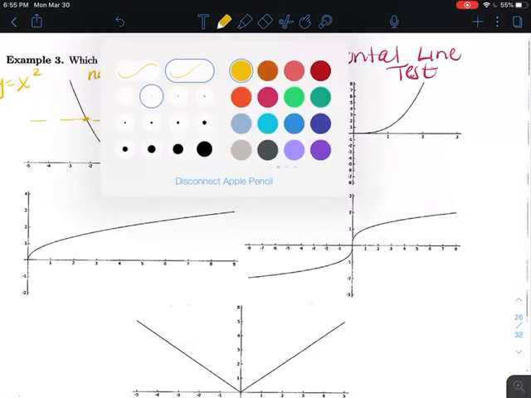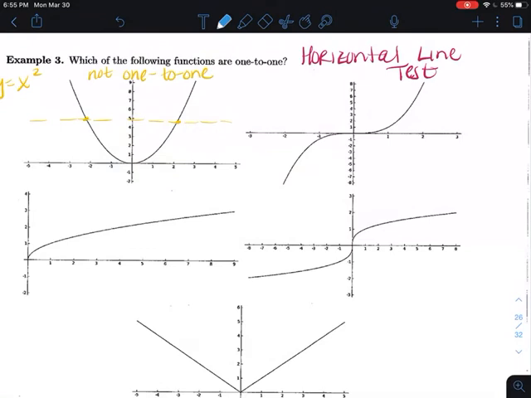All right, the next one, let me use a different color. Here, if I put a horizontal line anywhere on this graph, it's only going to hit 1 point at a time. Even in the middle, it's not constant, it's constantly decreasing. So this is actually decreasing. So this is a one-to-one function.